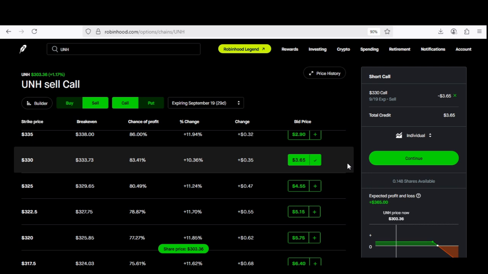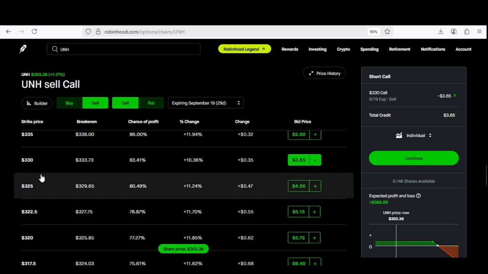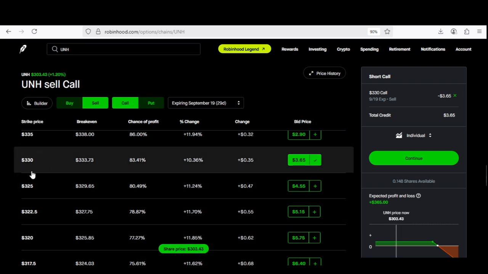Now, exit strategy. Come expiration date, this is just for the sell call or the covered call. Come expiration date of September 19th, ideally, what you want to do is make sure that this share price is always below whatever price you choose here. In this case, you want it to be below 330.